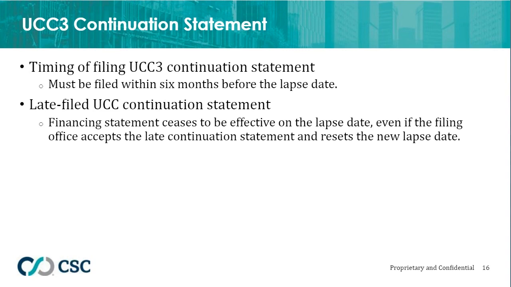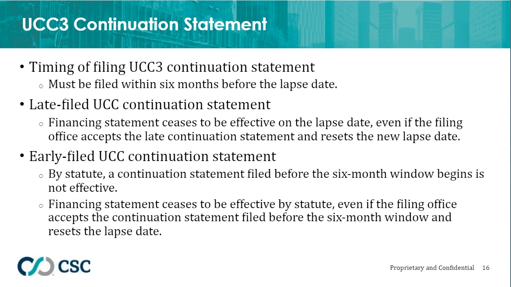If the UCC continuation statement is filed earlier than the 6-month window, it's not effective. And that's the case even if the filing office accepts the continuation and resets the lapse date. So it's the filer's compliance with Article 9 that determines whether the record is effective or ineffective, not anything the filing office does. So best practices with continuation statements, you've got to get them filed within that 6-month window. Don't file them any earlier than 6 months before the lapse date, and certainly don't file them after the lapse date.